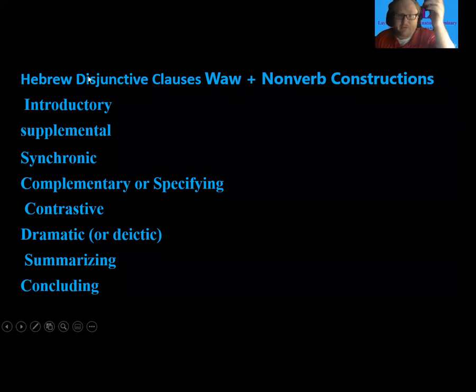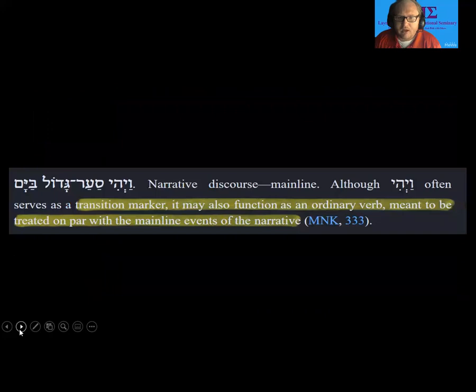So once again, here are the Hebrew disjunctive options that you have. And right here, you have the discussion about the word we translated "there was," or "and it was." This is the great storm, or in the sea, or whatever. I think "tempest" is what it was.